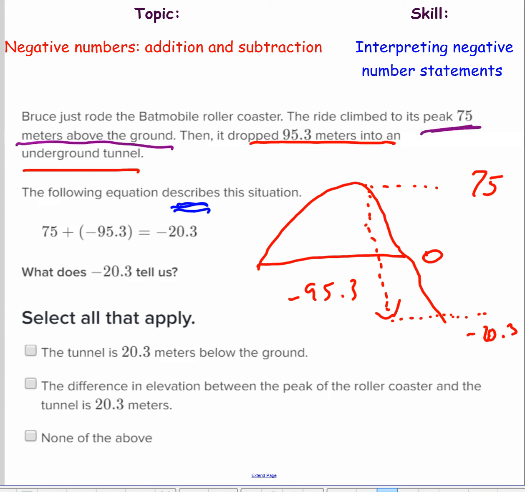So let's look at the answer choices. The tunnel is 20.3 meters below the ground. Yeah, that makes sense. It's below the ground by 20.3 meters. The difference in elevation between the peak of the roller coaster and the tunnel is 20.3 meters. Does that make sense? The peak, which is up here, and the tunnel, which is here, they're 20.3 apart. No, they're 95.3 apart, right? So that doesn't make sense. And then, of course, it can't be none of the above. Let's go to the next question.